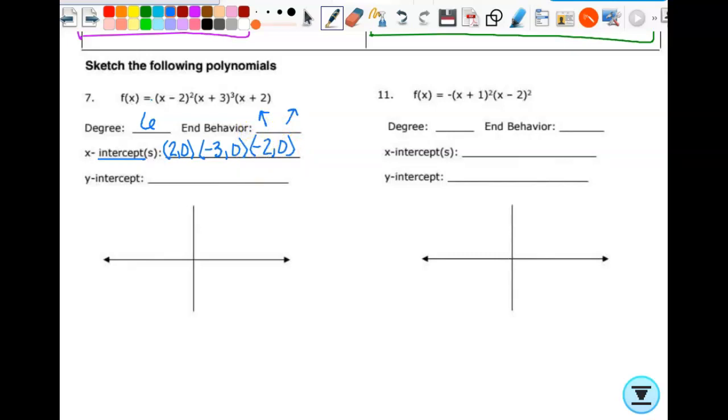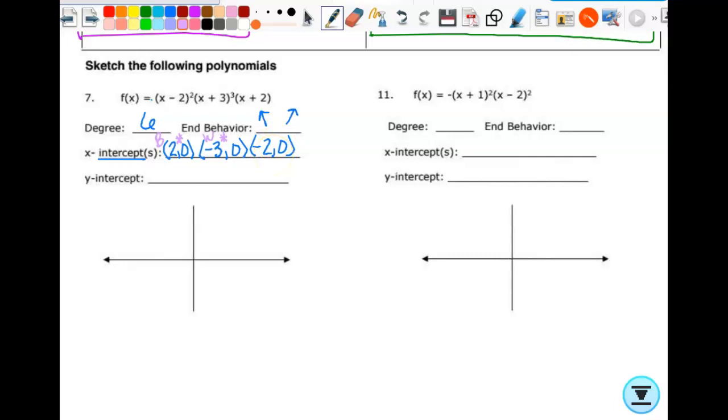So I need to look at what's going on here at the positive 2, which is this one right here. This is going to be a bounce, so we'll put a B for bounce. And then here I will have a wiggle, so I'll put a little W for a wiggle. And then this is just a boring old pass-through.